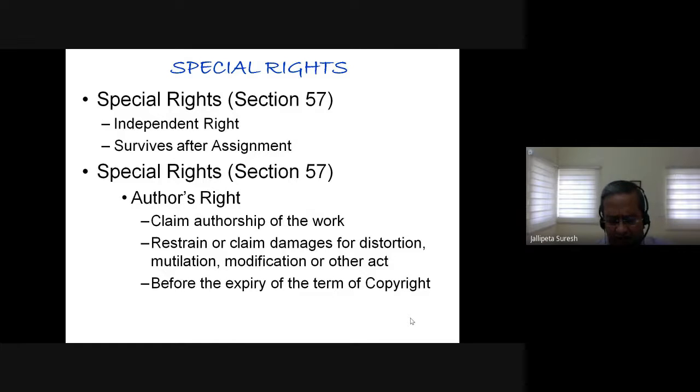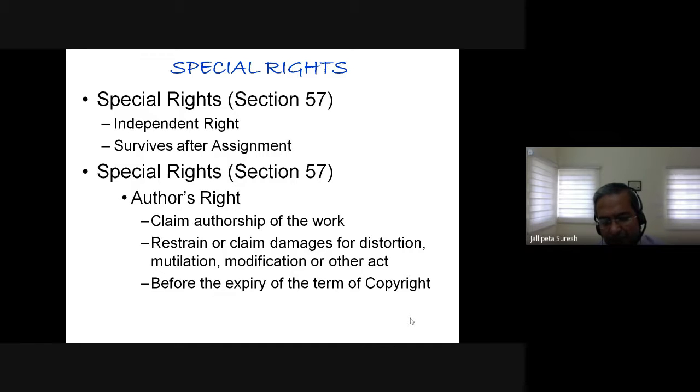Now, so far we have seen the exclusive rights, that is, exclusive copyright, which is provided by the copyright law. Now, let us look at something in addition to these exclusive or statutory rights. Law also provides for something called special rights. What are these special rights? Let us try and look at them. These special rights are independent rights.